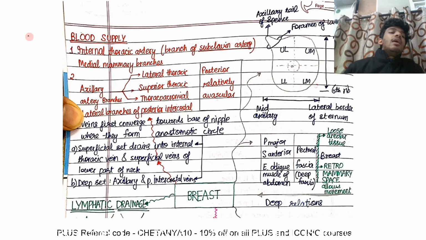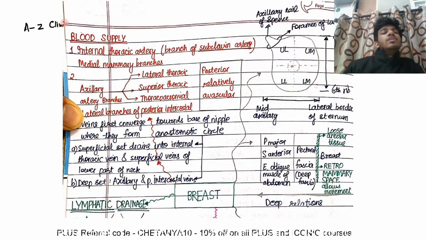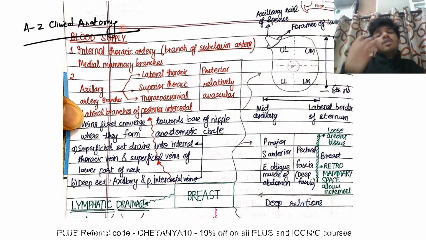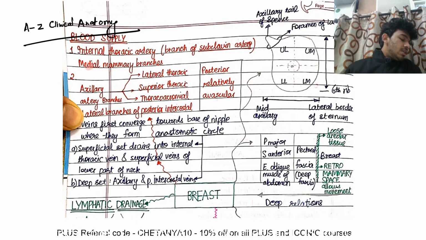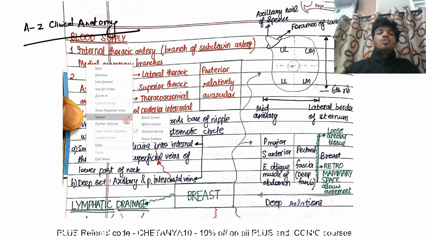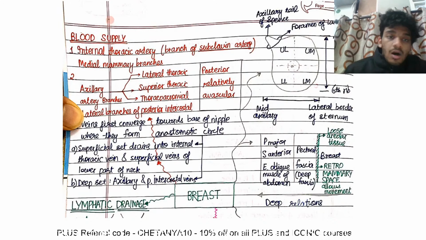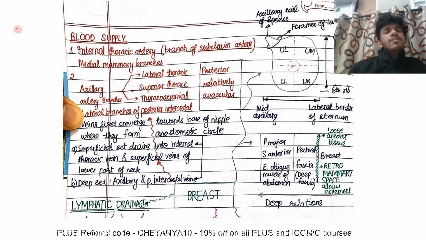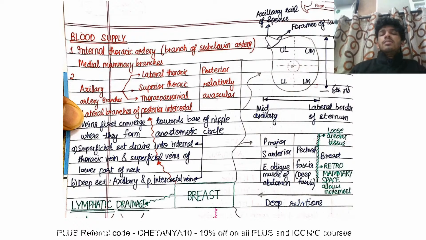So I did a special class known as the A to Z clinical anatomy of the breast, where I covered 26 clinical anatomy points of the breast. That's more than enough for your breast. That also includes points from your surgery NEET PG. So don't worry, just go ahead and watch that class on Unacademy, and that should cover your entire clinical anatomy of the breast. Right now, we'll talk about the blood supply.